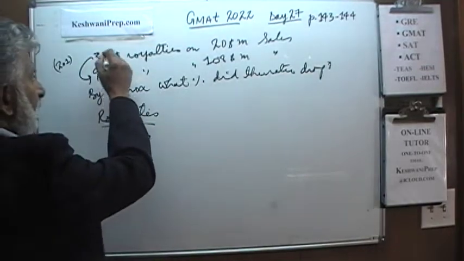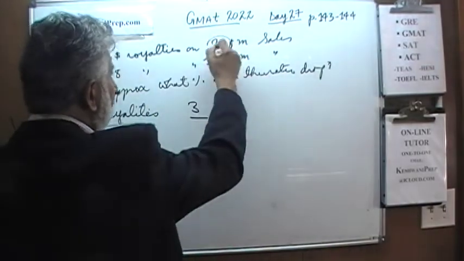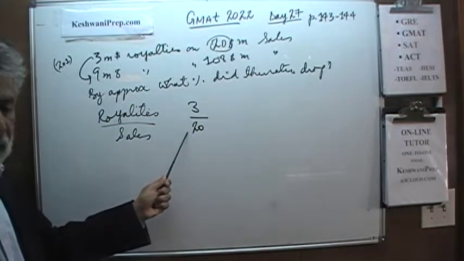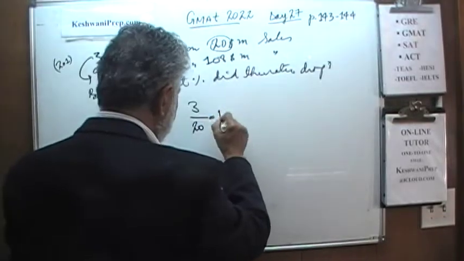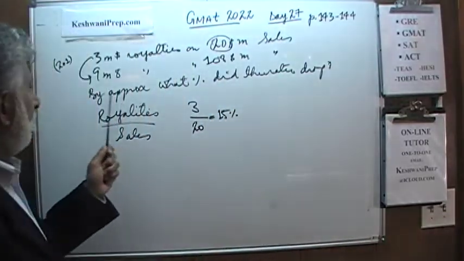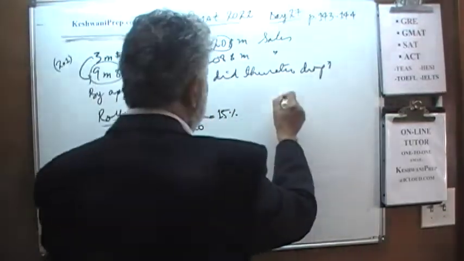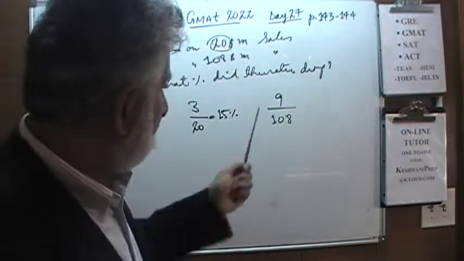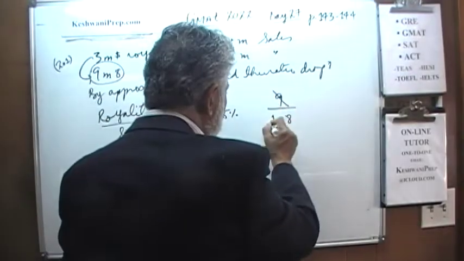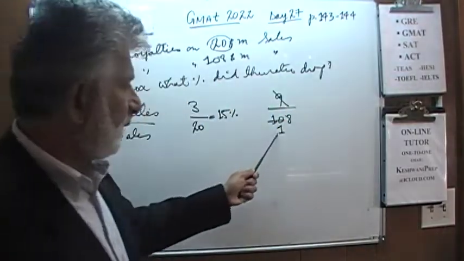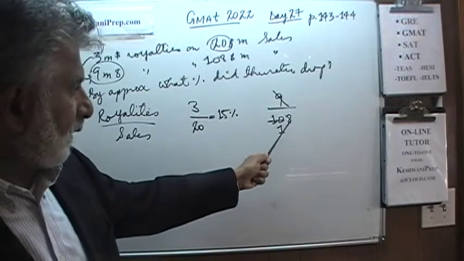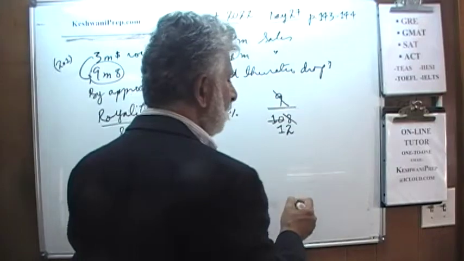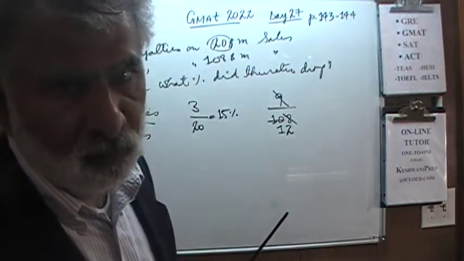The quick and dirty method is very simple. We have $3 million profit on a sale of $20 million. 3 out of 10 would have been 30%. 3 out of 20 is 15%. That's pretty straightforward. Then the following year, we had a $9 million profit on $108 million sales. Let's divide top and bottom by 9. 9 is going to go away, 10 is made up of 1, 9. After we take away 9 from the 10, we have a remainder of 1. That 1 goes and joins the 8, becomes 18, and 18 is made up of 2 9s. So it's 1/12.